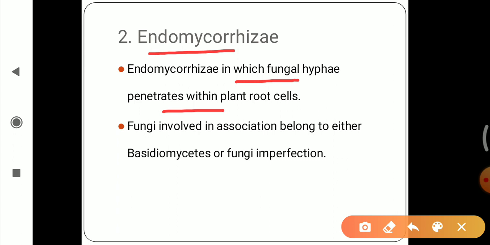Ectomycorrhiza they cannot penetrate inside the root cells, but it will penetrate towards the space between the epidermis and the cortex, whereas Endomycorrhiza can penetrate inside the plant root cells. Fungi involved in associations belong to either Basidiomycetes or fungi imperfecti, that is Deuteromycetes.